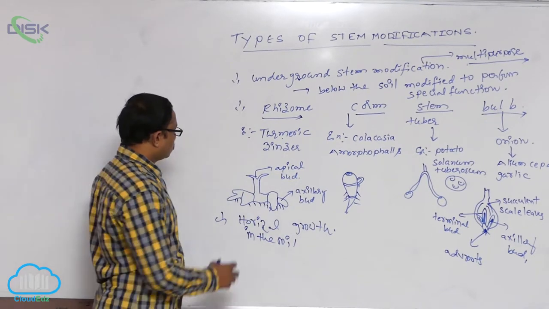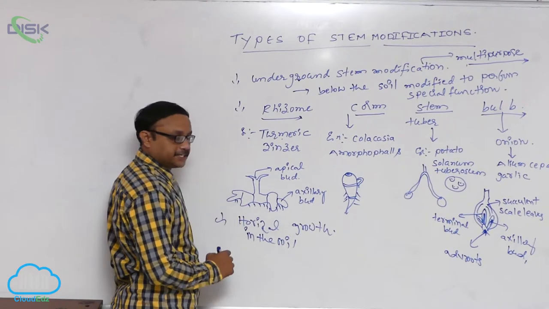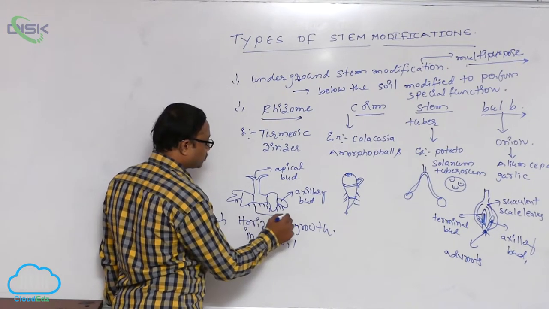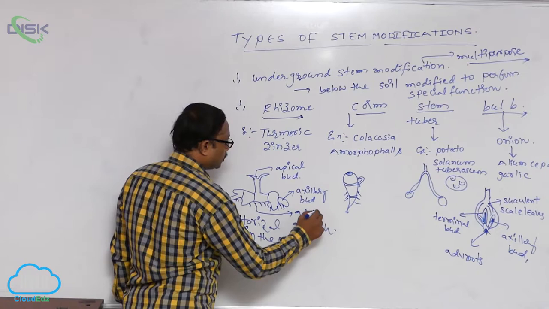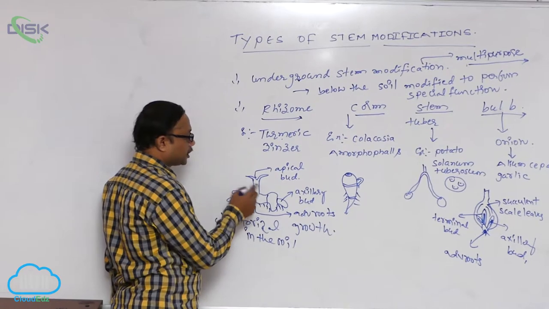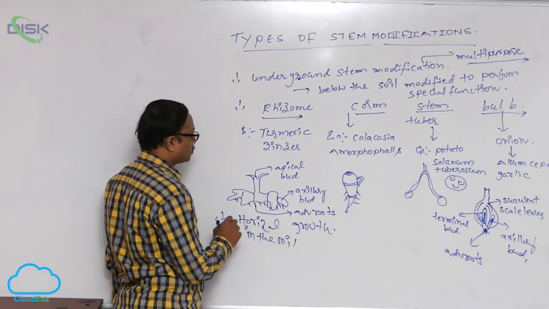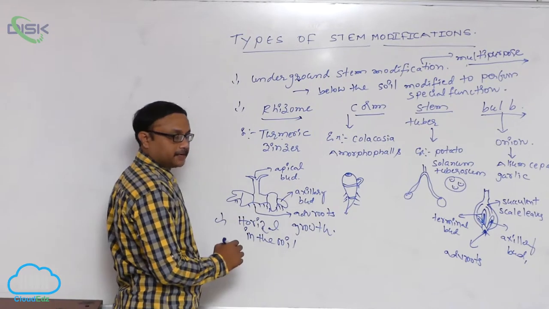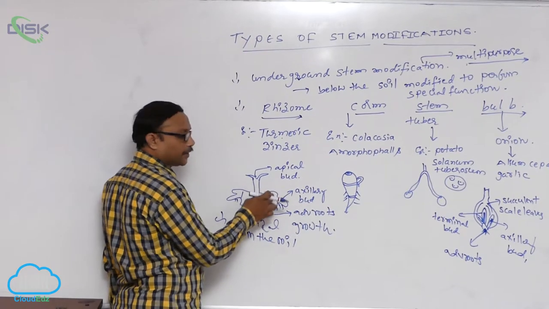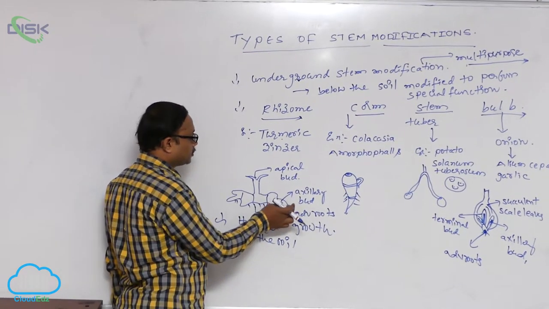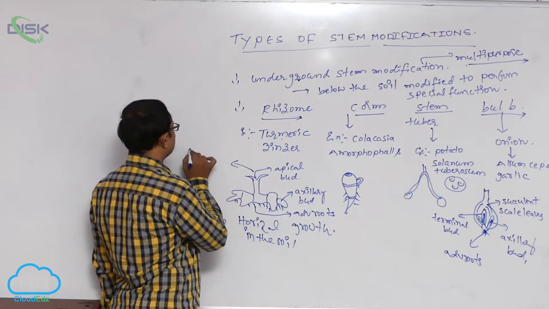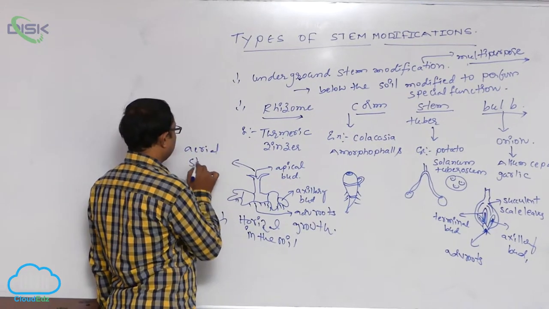The rhizome is dorsiventrally differentiated. What does that mean? On the ventral side, adventitious roots are present. On the dorsal side, vegetative organs are present: the axillary bud and the apical bud. The axillary bud maintains the horizontal growth of the rhizome, and the apical bud produces the aerial shoot system.